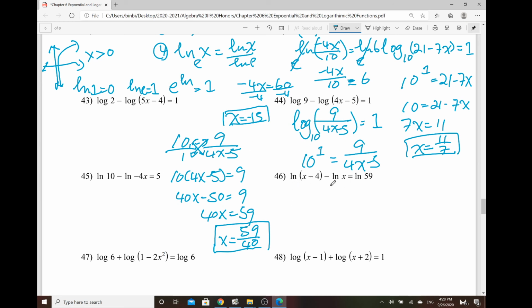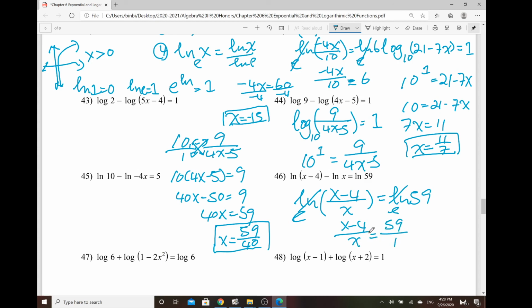And now what about for this one? So similar. So condense it. So natural log of x minus 4, over x. Difference to quotient. Same natural log. We can cancel them out or take the base e both sides. So that turns out to be x minus 4 over x equals 59 over 1. Cross multiply.